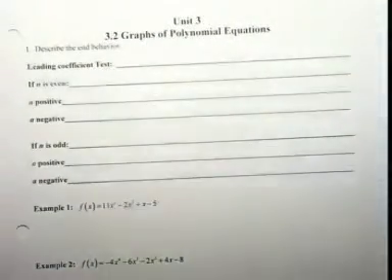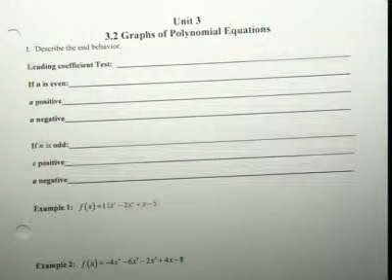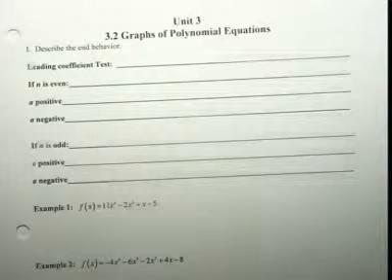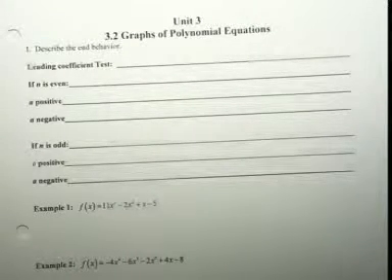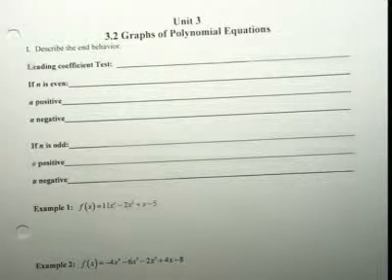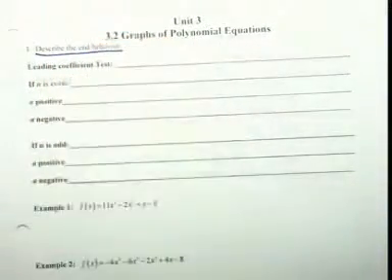In section 3.2, we're going to be looking at graphs of polynomial equations. Again, polynomial equations just means that we have many terms, so it's going to be an x to the 3rd, x to the 4th. To graph polynomial equations, what we're going to do first is describe the end behavior.